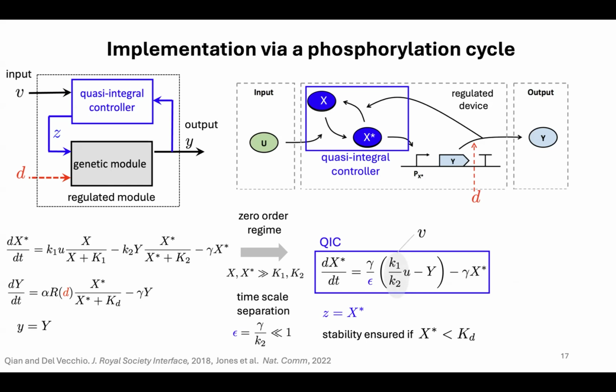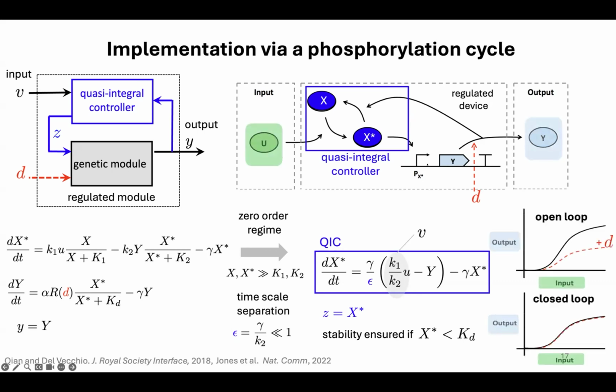Stability is ensured if X star is much smaller than KD, which is the binding constant of the promoter here. So theoretically, what this is saying is that in the open loop system, where this feedback is disabled, the open loop is going to suffer from the presence of the disturbance. In the closed loop system, the two should be on top of each other.